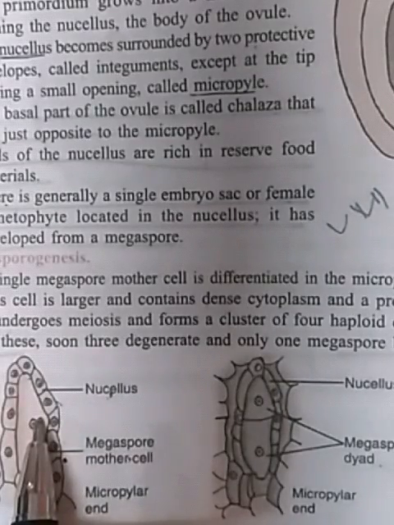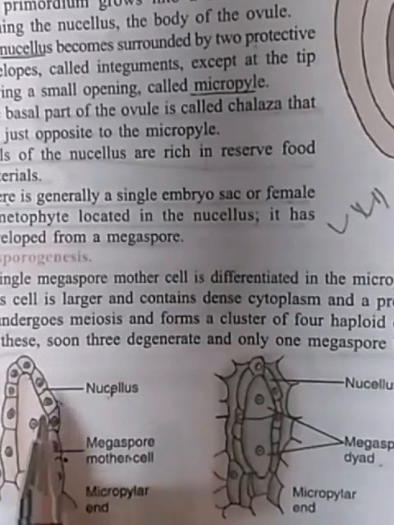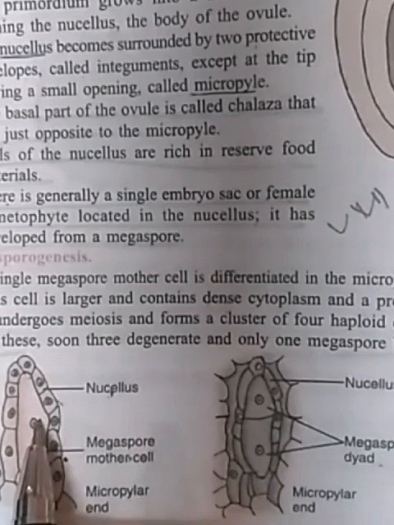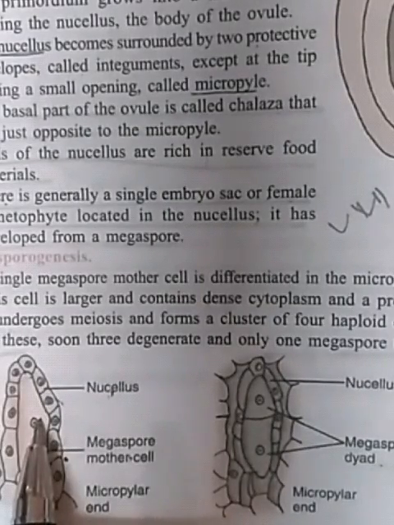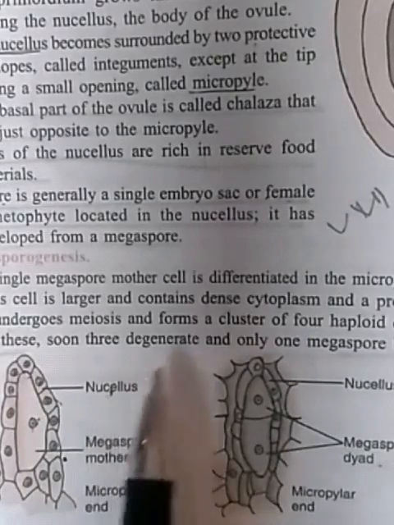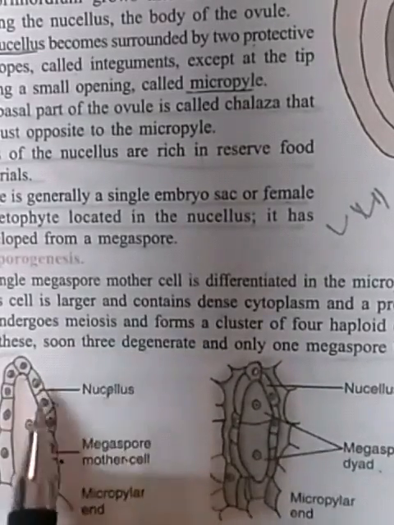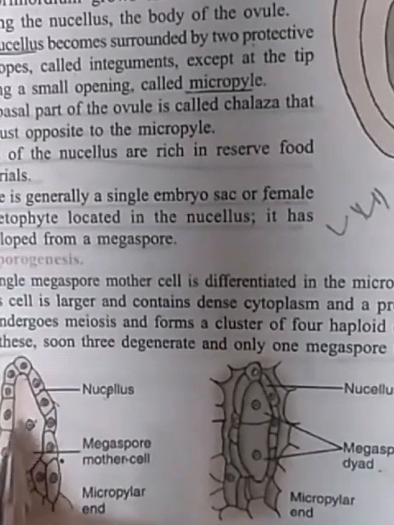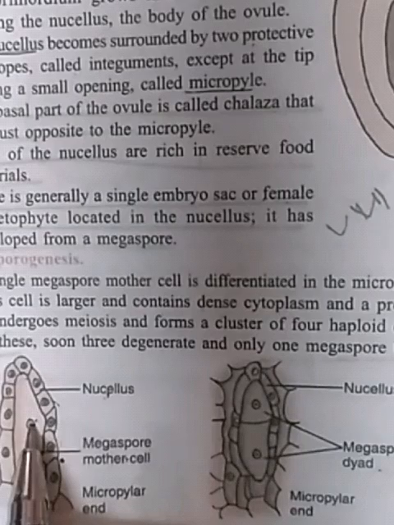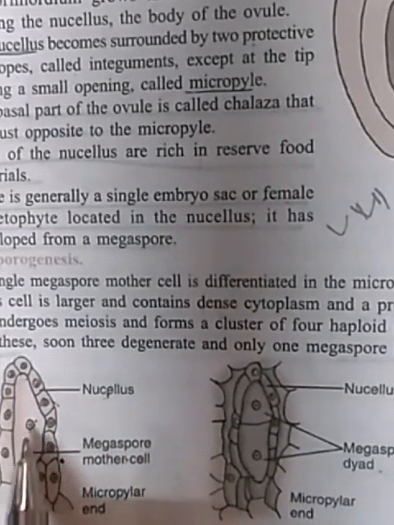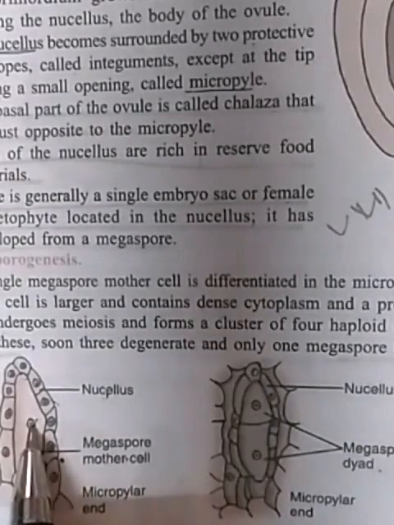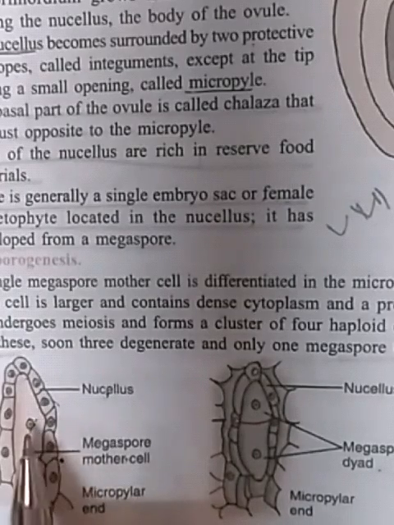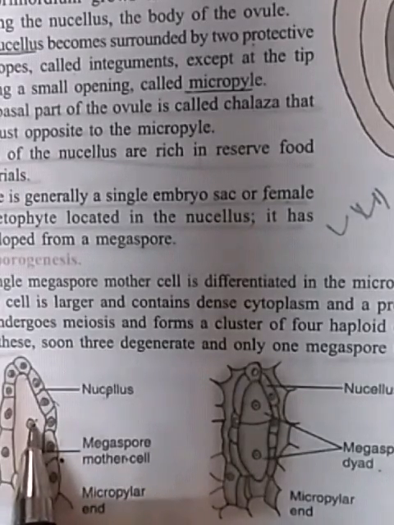Let us see how the development of the megaspores takes place. The process by which the megaspore is formed is known as megasporogenesis. A single megaspore mother cell is differentiated in the micropylar region of the nucellus of an ovule. This is larger and contains dense cytoplasm and a prominent nucleus. Just see, this is the nucellus and it has a prominent nucleus. Now it is ready to undergo meiotic cell division.